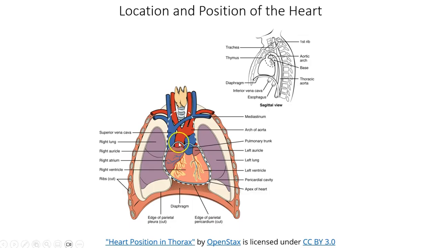This pericardial cavity, we've got that briefly outlined right here. That's going to be two layers of connective tissue. So we're going to have the parietal layer and the visceral layer. The parietal layer is going to form this outer part of the sac, and then the visceral layer is going to sit right on the surface of the heart itself.